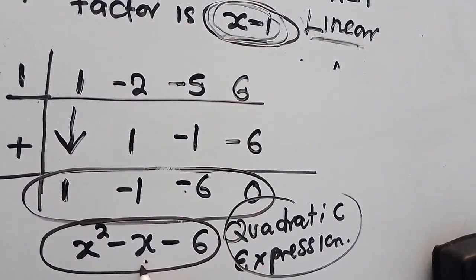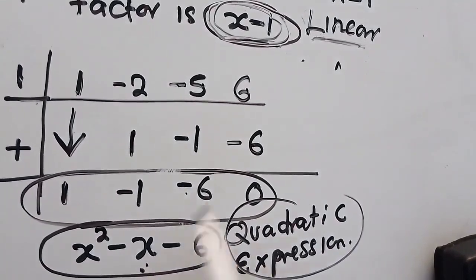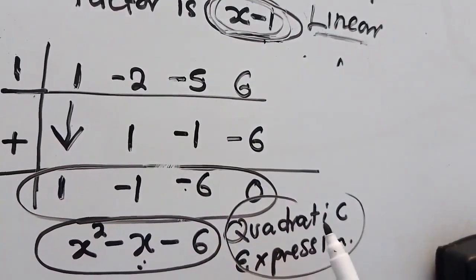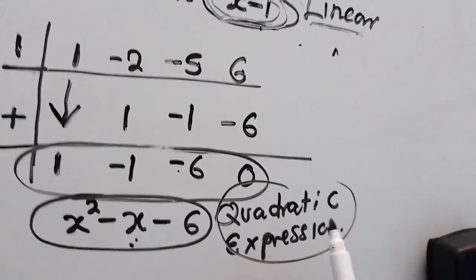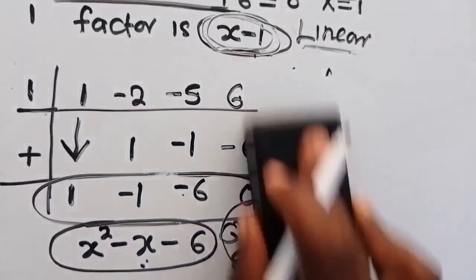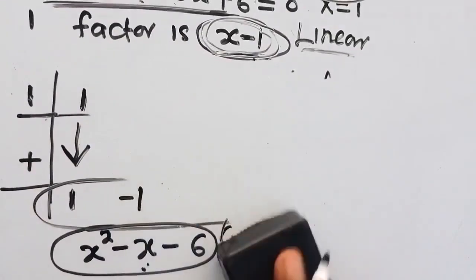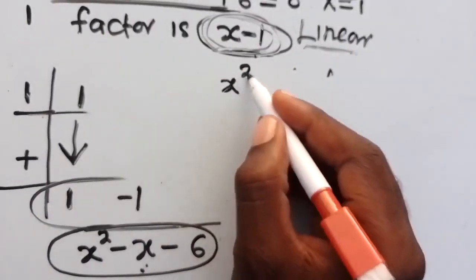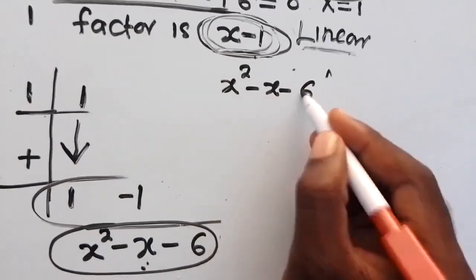So when I solve this quadratic expression, then I get the factor there, then put them together, then equate them to 0. This is what I'm going to do. So how do we solve this? I'm going to write it here so that we understand. So it is x squared minus x minus 6 like this.